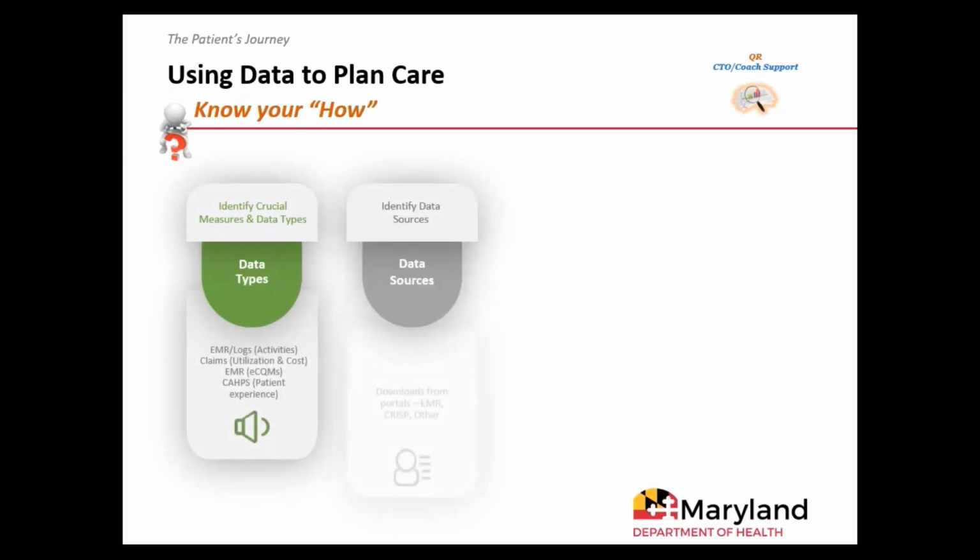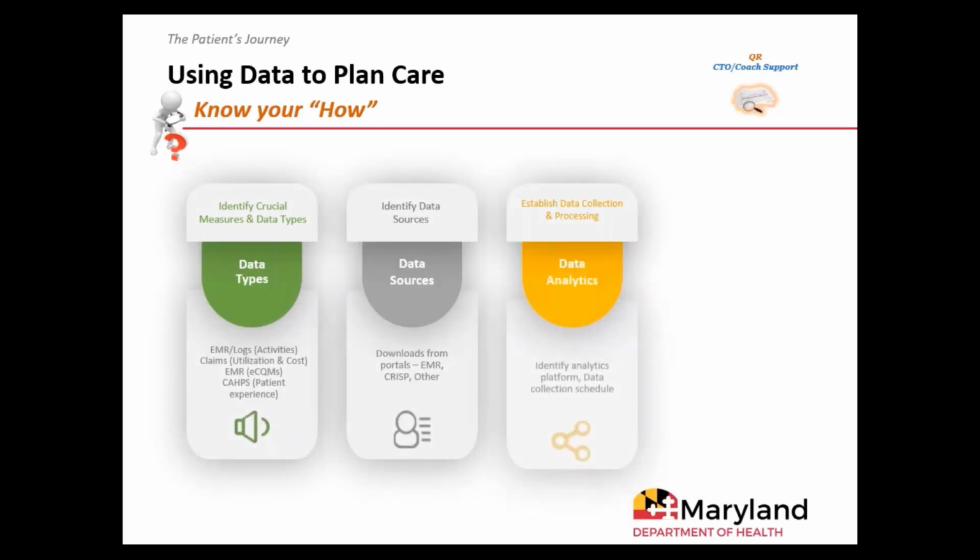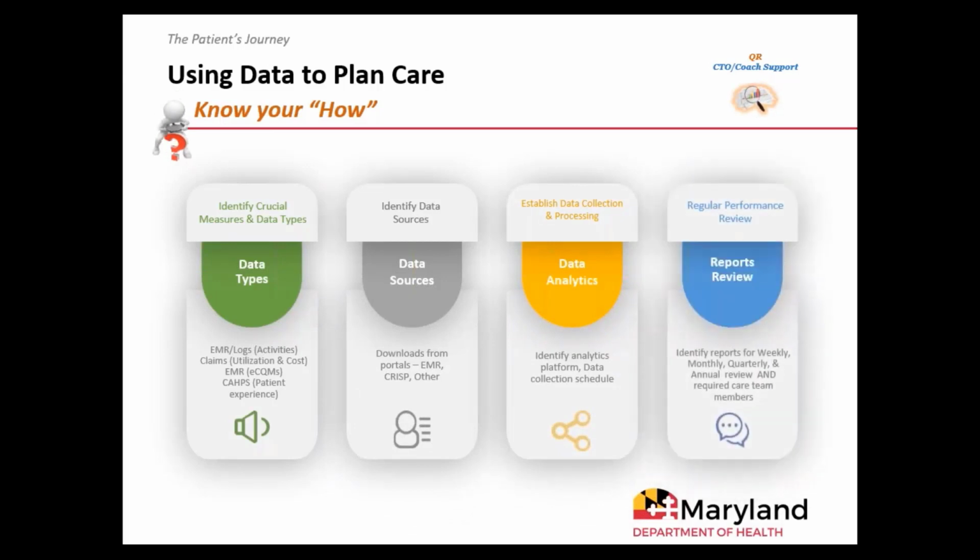So here is a summary of the steps you should take to get organized using data to plan care. So first of all, you need to identify the crucial measures and data types. There are many things you can measure, so you want to focus on the vital few. The data types include claims data, where you see utilization and cost information; data from your EMR, logs or spreadsheets you keep to track gap closures with eCQMs or your practice performance trends; and also data from surveys for your patient satisfaction and experience.